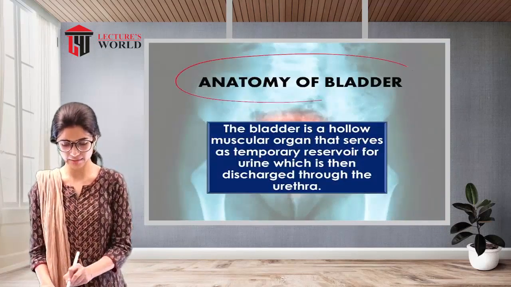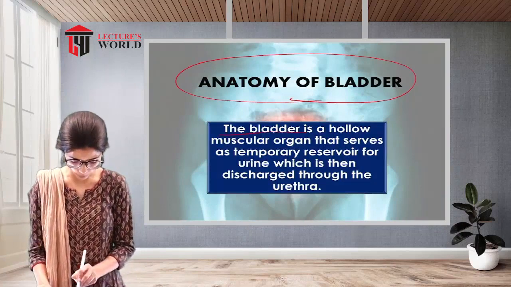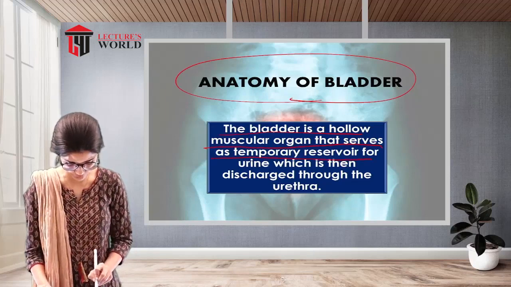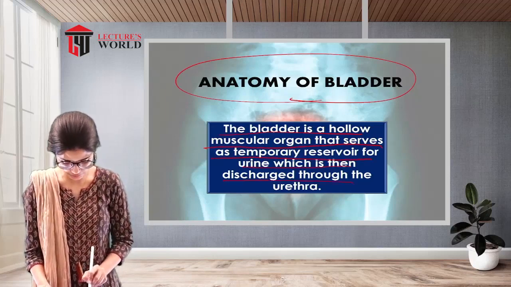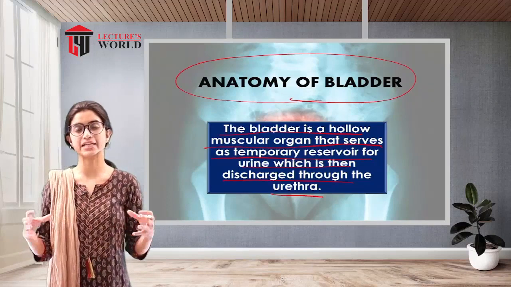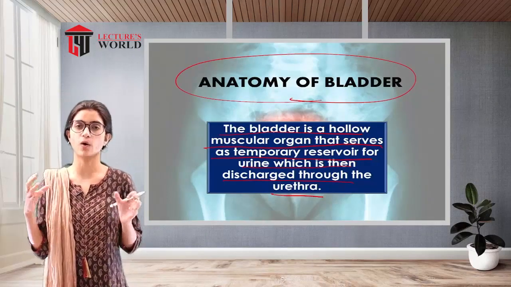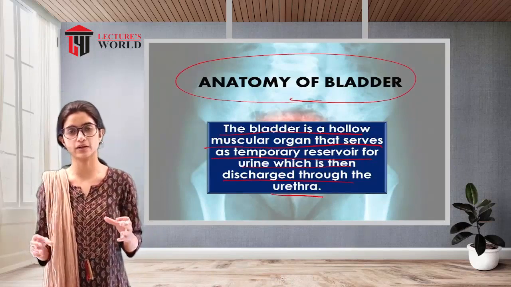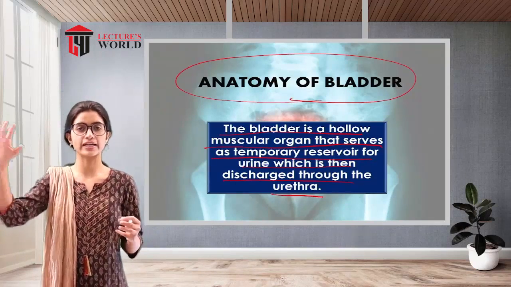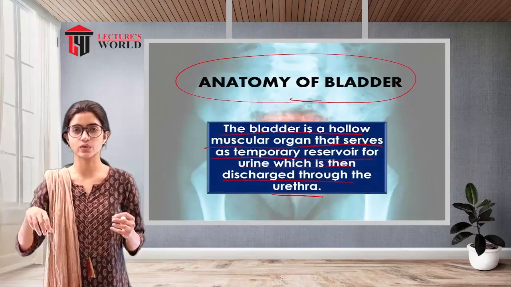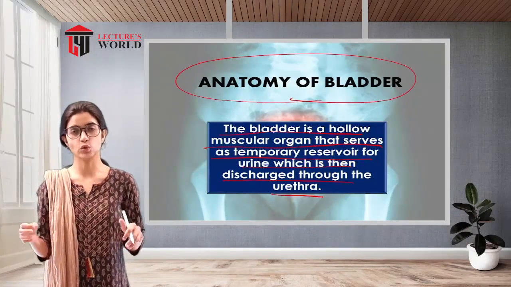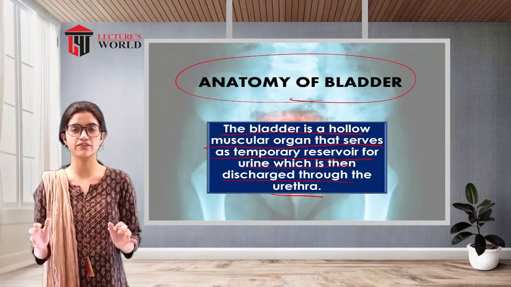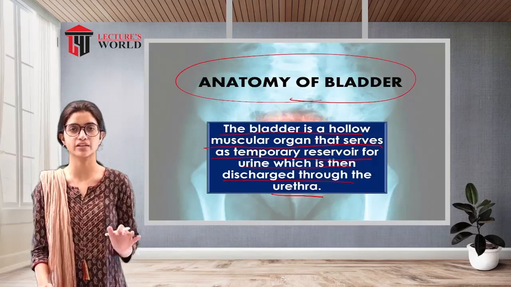Let us discuss the anatomy of the bladder first. The bladder is a hollow muscular organ that serves as a temporary reservoir for urine, which is then discharged through the urethra. Not only is it a hollow organ, it is a muscular organ. When the kidney produces the urine, the ureters carry the urine and empty it into the bladder. The temporary storage of the urine before its excretion through the urethra is the only function of the urinary bladder in human beings.